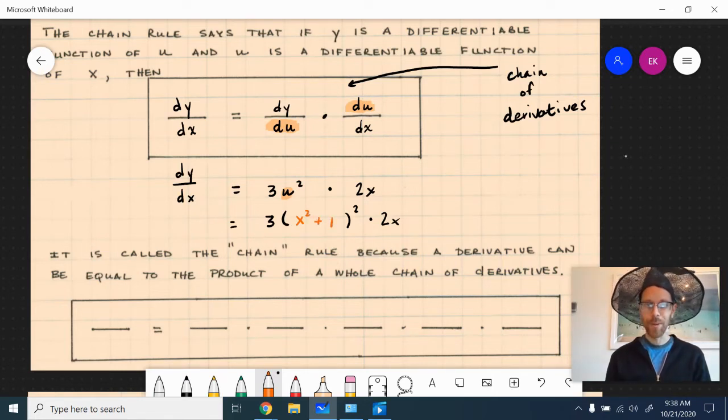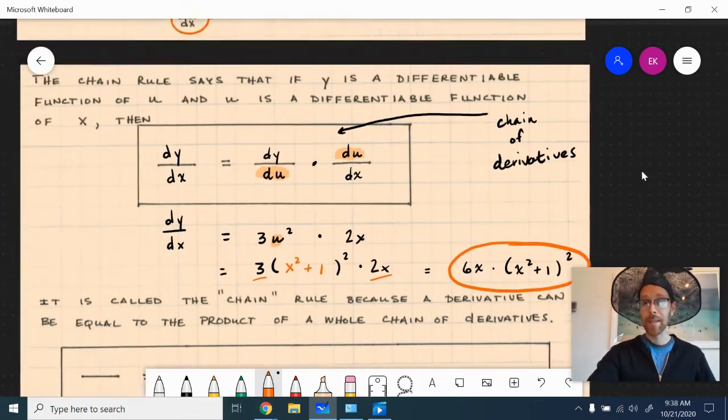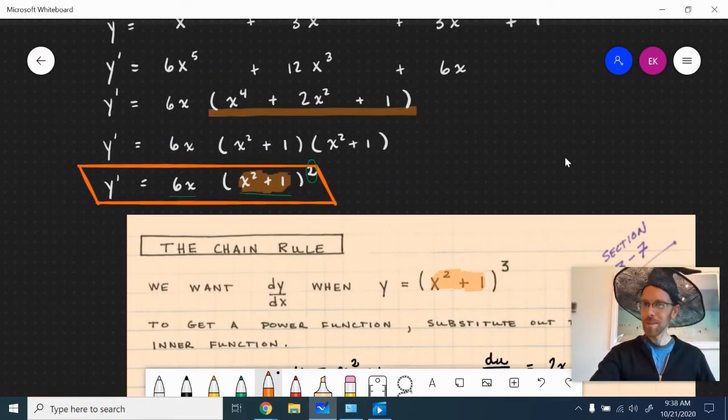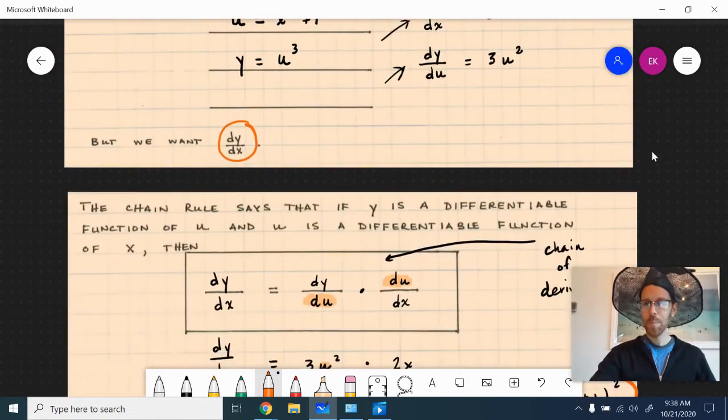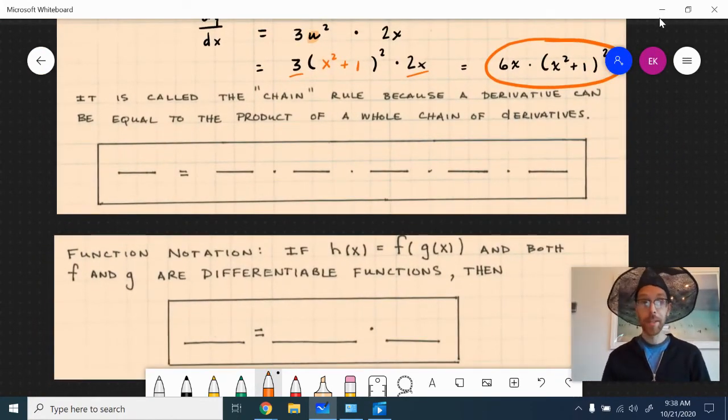Well, look at what we have here, folks. 3 times 2x would be 6x multiplying x squared plus 1 squared. And so, ladies and gentlemen, I give you an answer that is the exact same as what we got when we did this the long way upstairs, which is cool. All right, so this is called the chain rule. A couple things I want to mention to you.